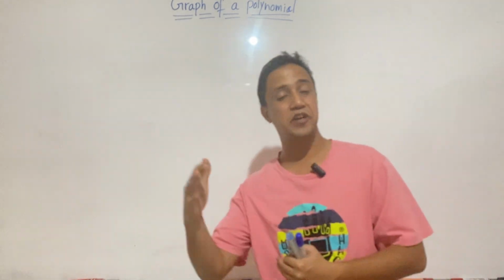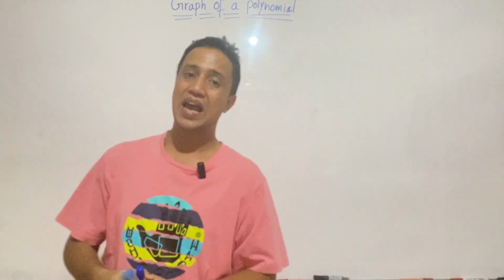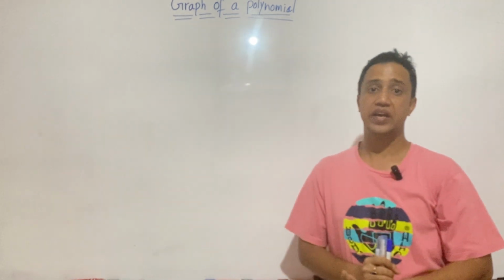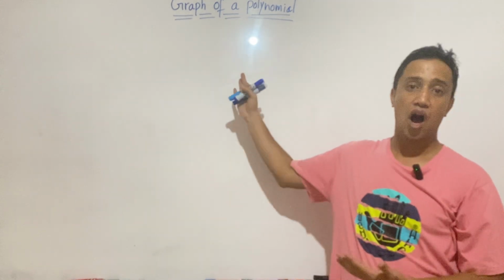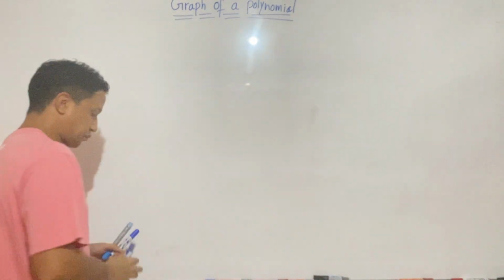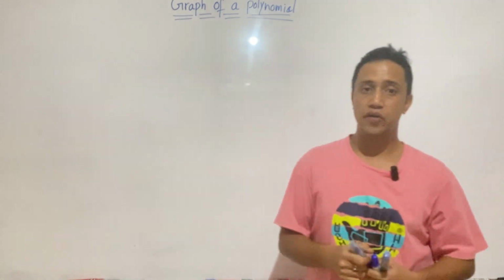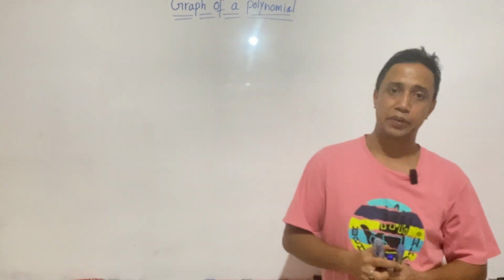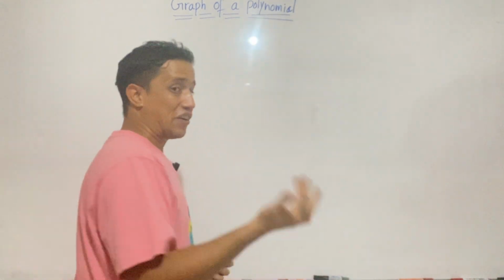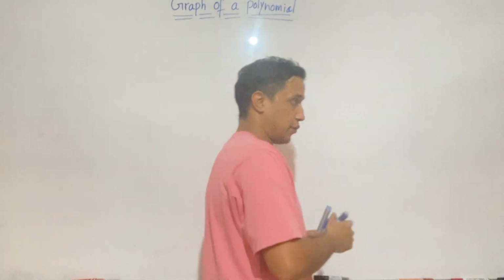Before we start making the graphs for different polynomials, let's take a look at the plane on which we are going to do all of these things. We use the xy plane or Cartesian plane to sketch the polynomial graphs. Just for your notes, if you are maintaining notes, you can write it down.